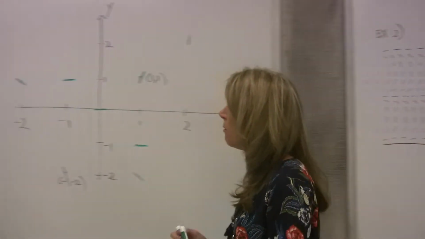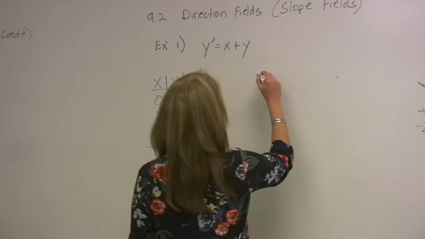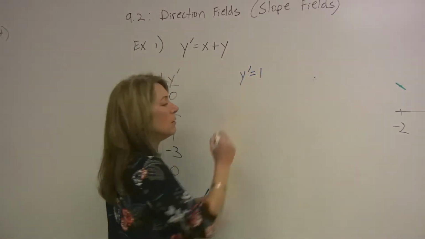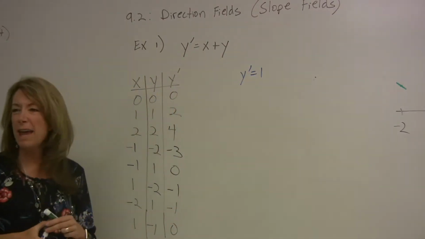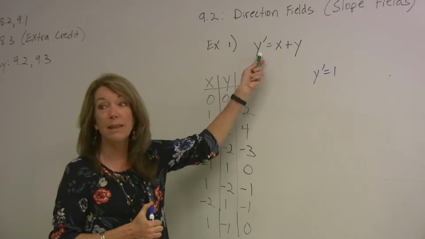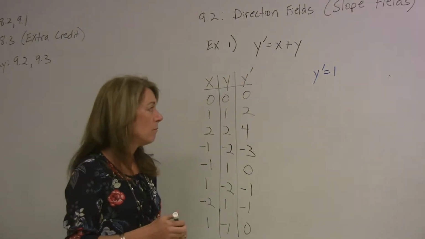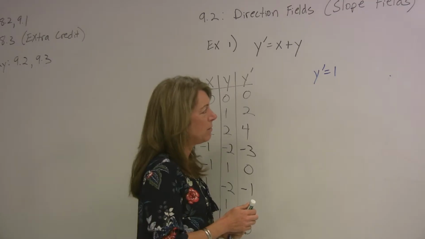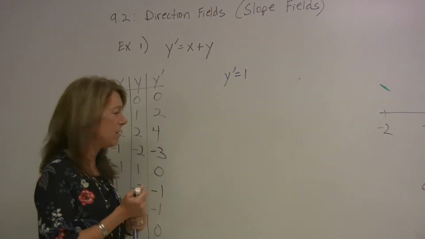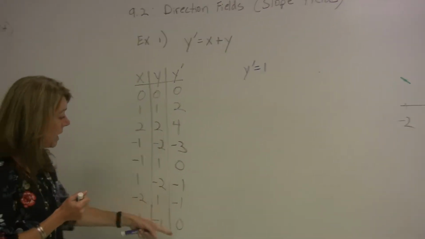So if we want y prime to be 1, we want to list all the xy's that would make that turn out to be 1. So let's just think about what they would be. Can you list some of them? Do we have any yet? Well, we don't have any yet.